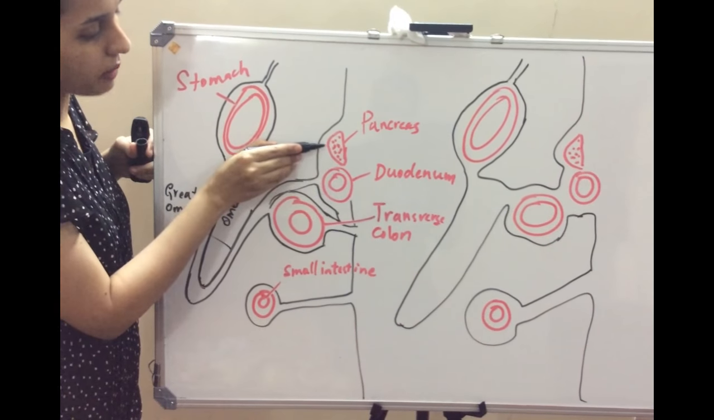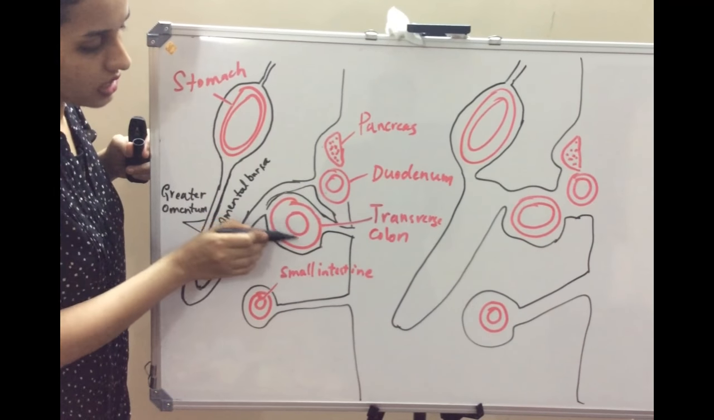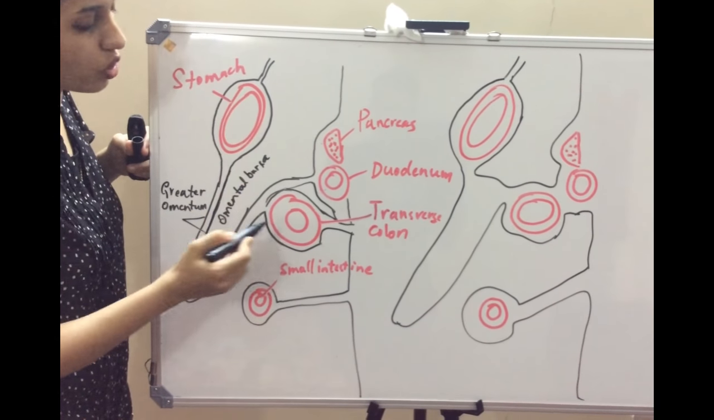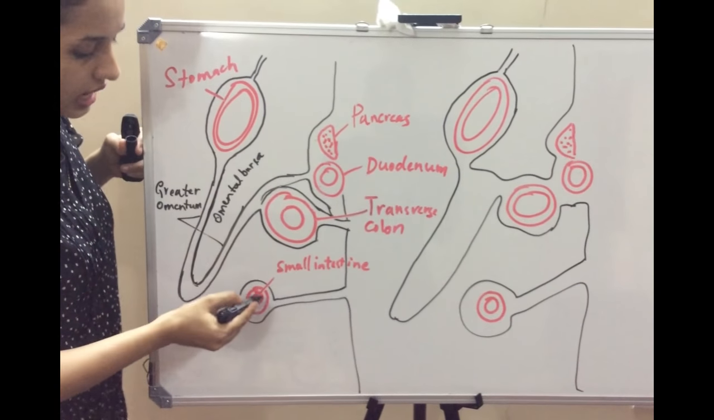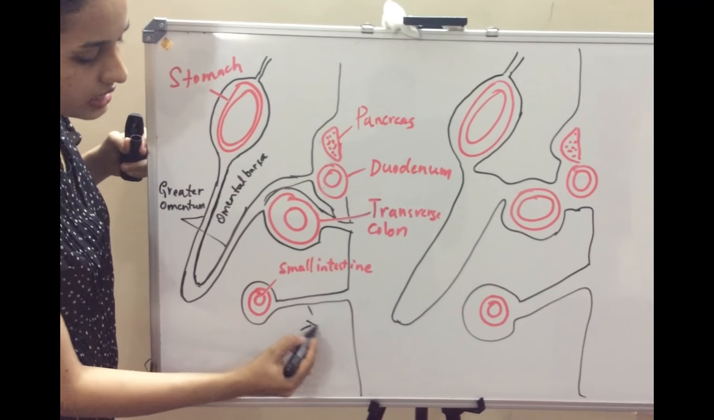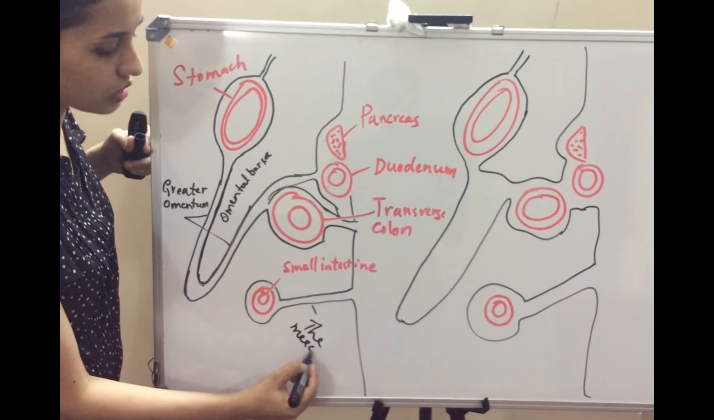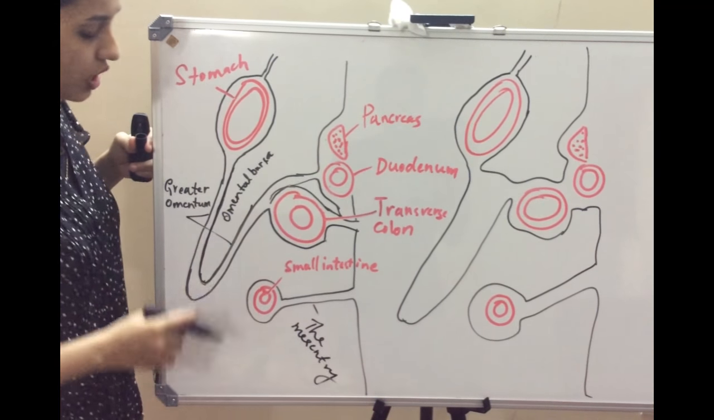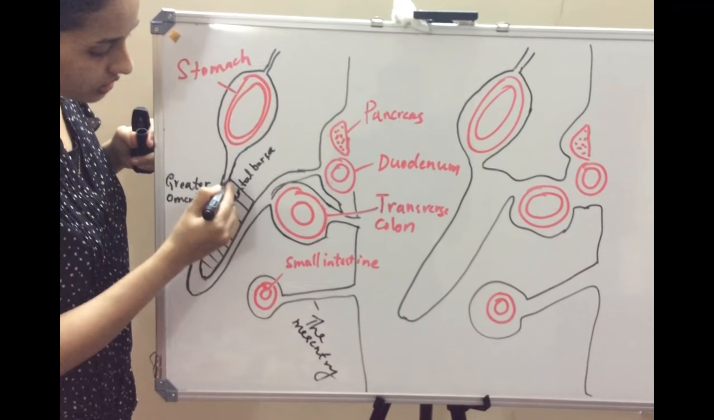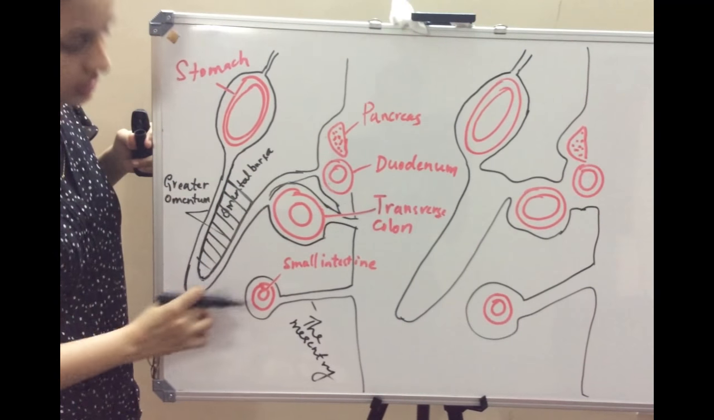So this is the pancreas, this is the duodenum, this is the transverse colon, and the mesentery covering the transverse colon is called the mesocolon. The loops of small intestine are covered by what is called the mesentery, or the mesentery proper. So these 2 layers fuse with each other to form a single sheet.